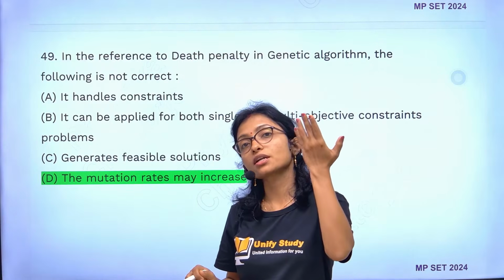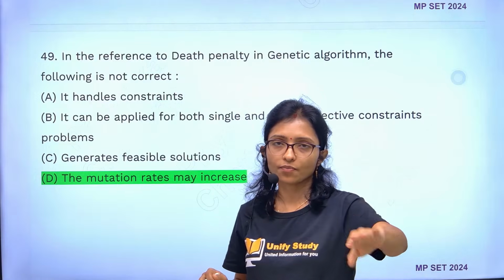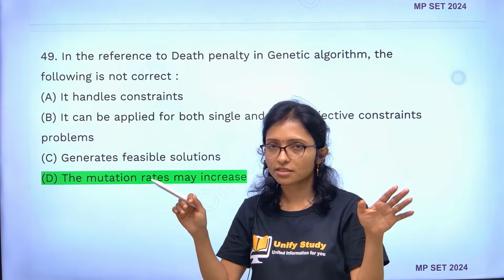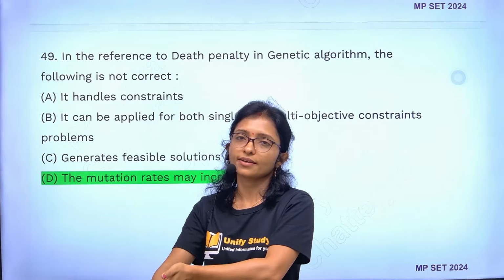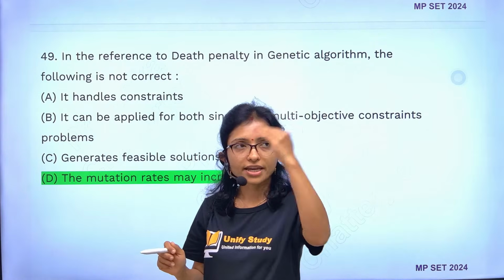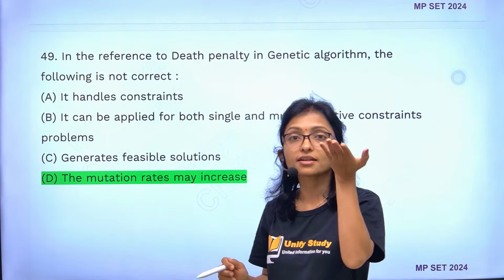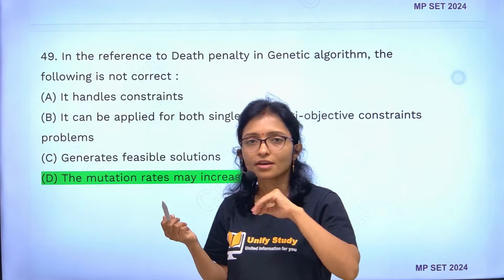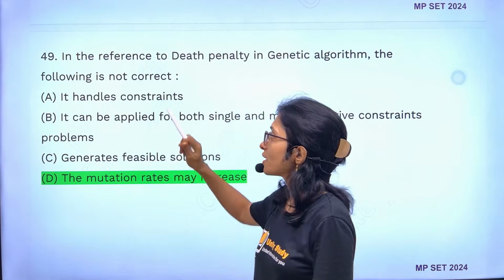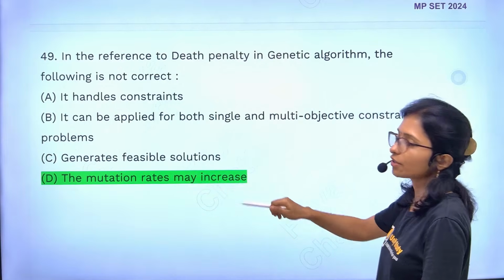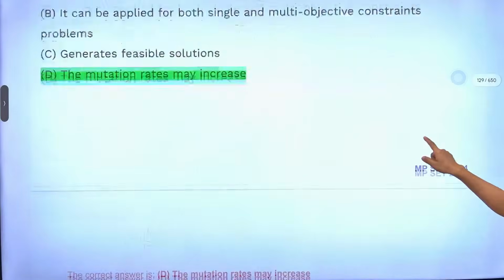Whenever mutation rate is not increasing, previous generation and next generation no change, then it is going to die. Means your strength is not increasing, then it is going to die. If your strength is increasing, why will you die? If your strength is increasing, you will not die. That's why handling the constraint, it is correct. These all are correct. This is only wrong. This is given only opposite.